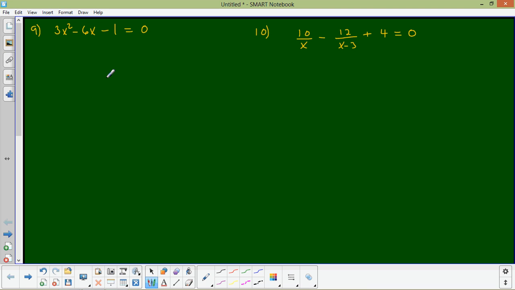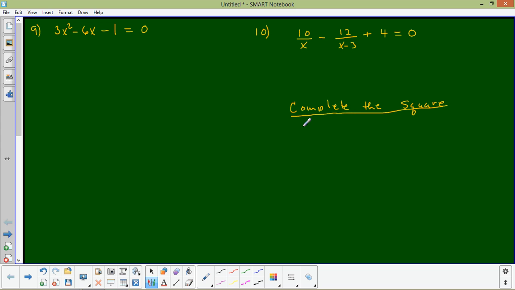Okay, this is pretest 3, questions 9 and 10. Question number 9 here asks to solve by the complete the square method. And in an earlier video, we demonstrated complete the square and did a set of bullet points for it.